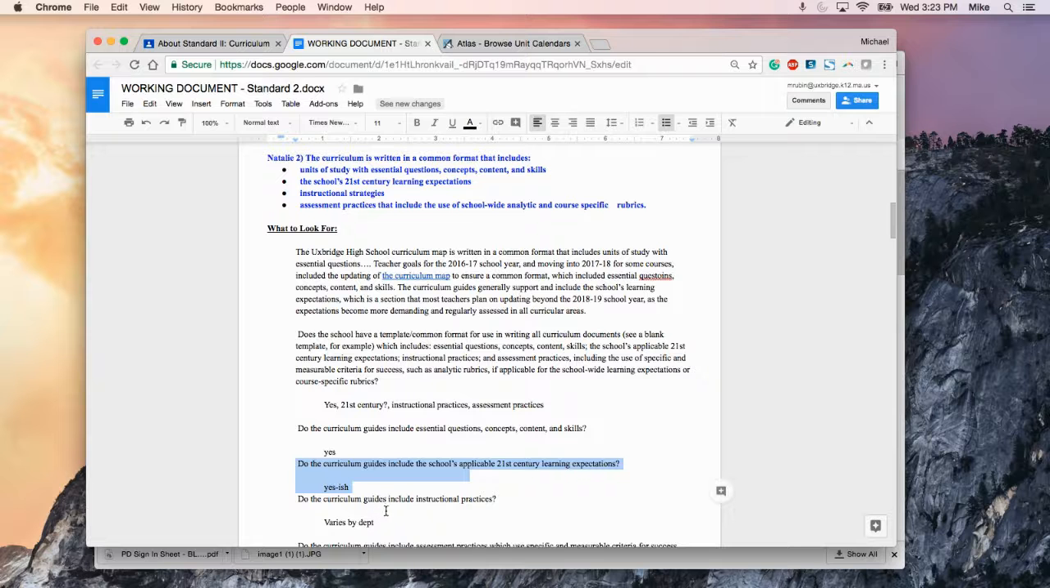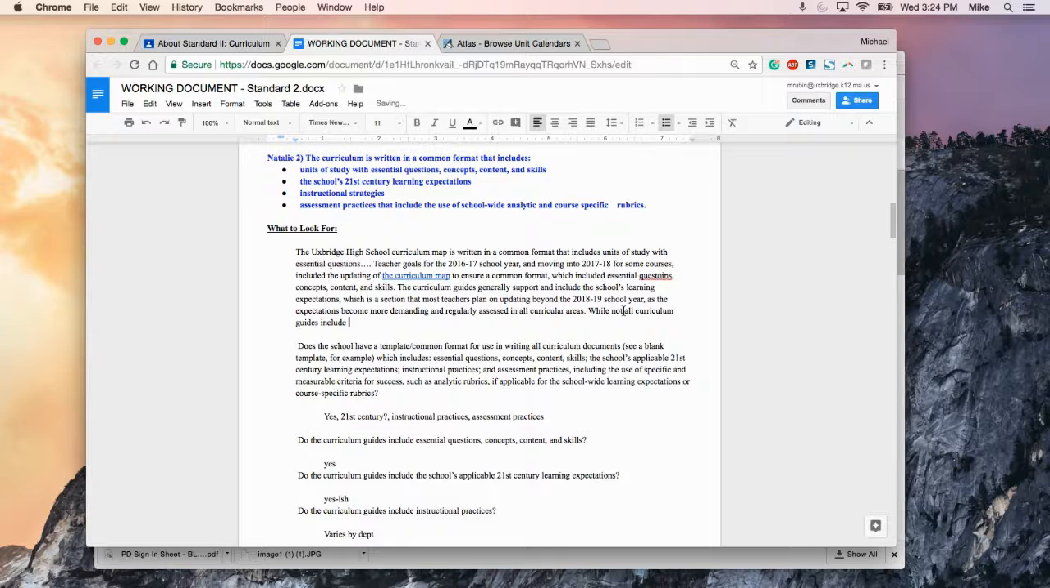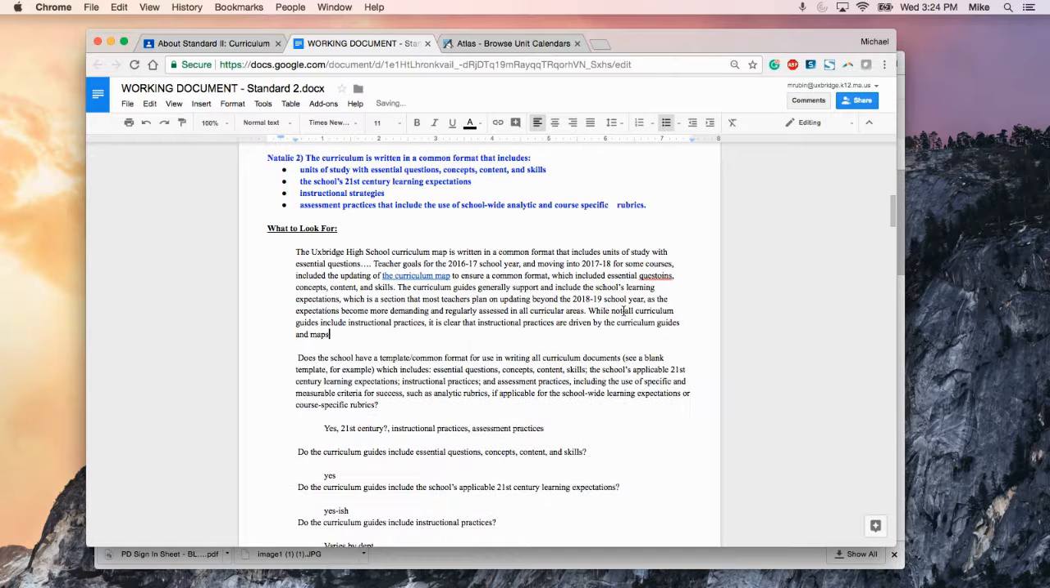Do curriculum guides include instructional practices? While not all curriculum guides include instructional practices, it is clear that instructional practices are driven by the curriculum guides and maps.